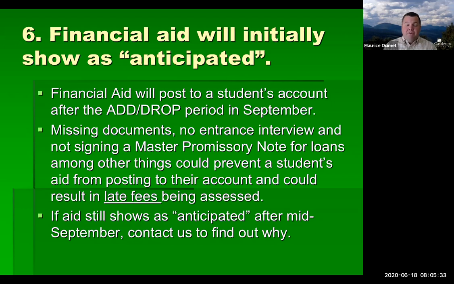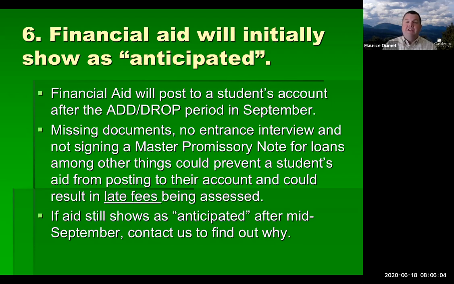So after add drop is over, we will take a snapshot of everything that you're registered for, and those charges will be frozen at that point, and your financial aid will come over and post to your account. And again, that's assuming you've fulfilled all the requirements. You've done your loan entrance counseling, you've done your master promissory note, you've fulfilled all the items that are needed for verification. And again, this is going to be different for each student depending on where you've been and whether or not you've been selected for verification. Okay, so it's important to just check that frequently.